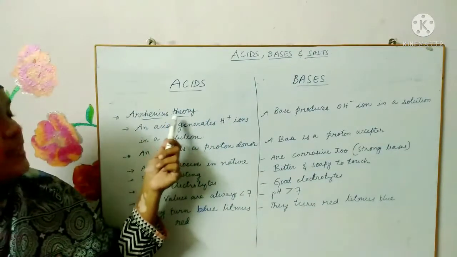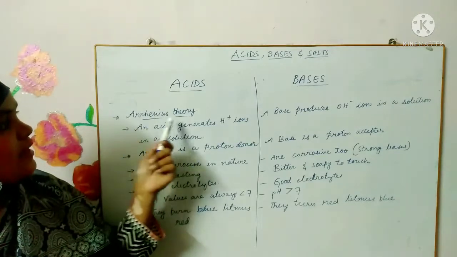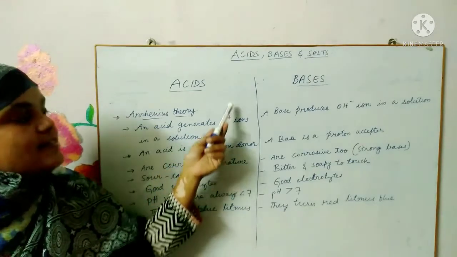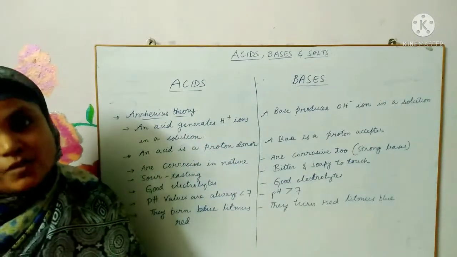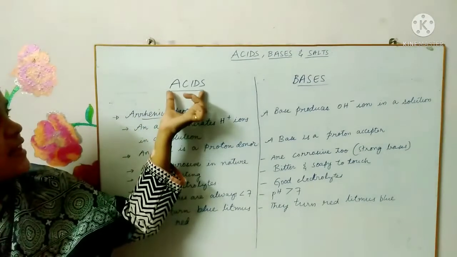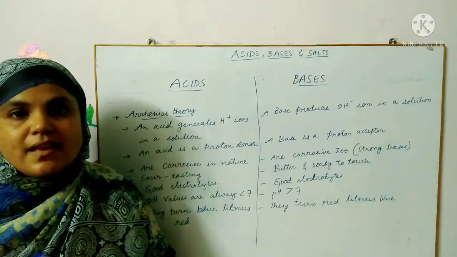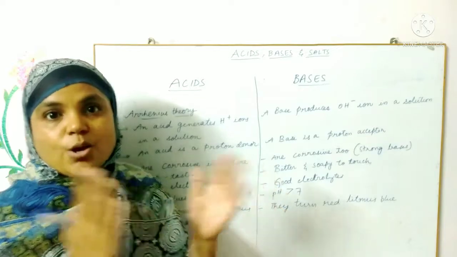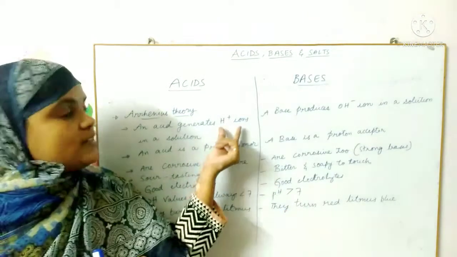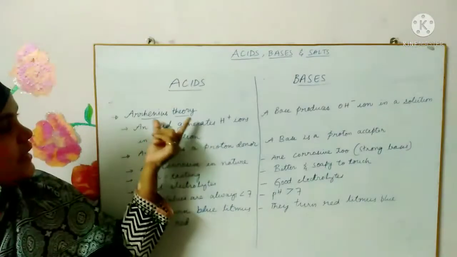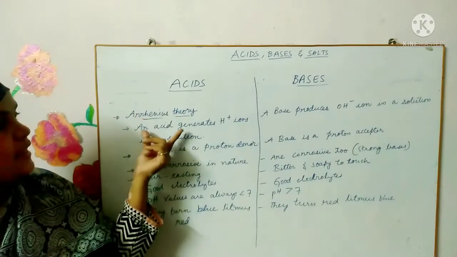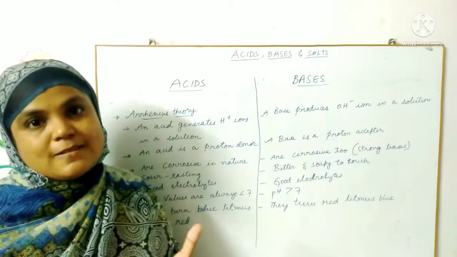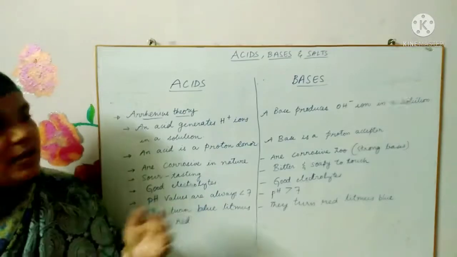Out of that, one theory is by Arrhenius. The Arrhenius theory defines acids as chemical substances which generate H plus ions when dissolved in a solution. That means the acid molecule dissociates into different ions, out of which H plus ions are the positively charged ions. So what does this indicate? Arrhenius theory states that it is an acid which generates H plus ions. Generates means produces. It produces H plus ions in a solution.